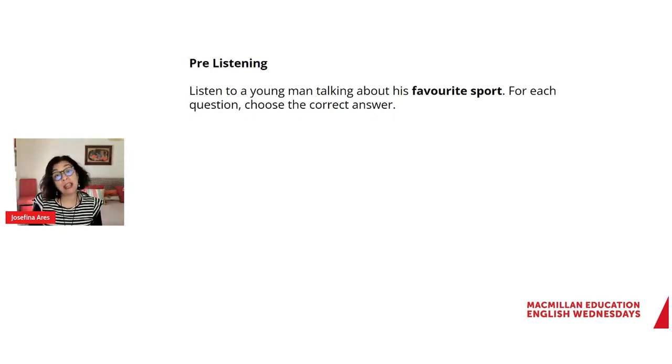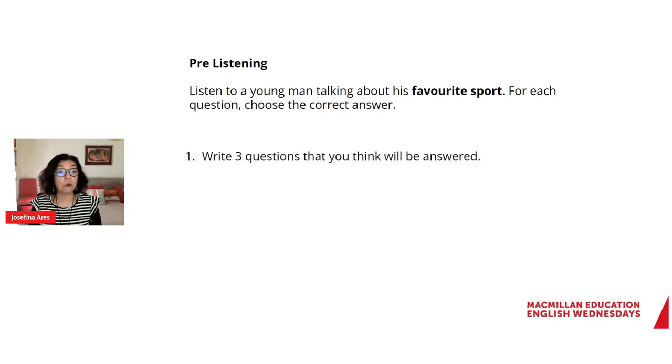So the idea is that they have their questions with their multiple choice. But this is the instruction at the beginning. And just with this instruction, there are various things that you can do. So what I've thought about is, first of all, maybe the students, knowing that they are going to listen to a man who's talking about his favorite sport, could write down 3 questions that they think will be answered. What questions do they think will be answered when they know that there is a young man who is going to talk about his favorite sport?